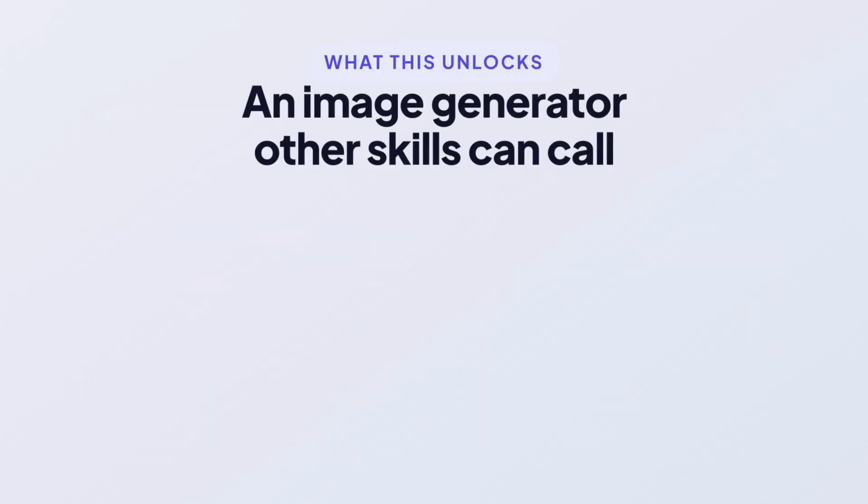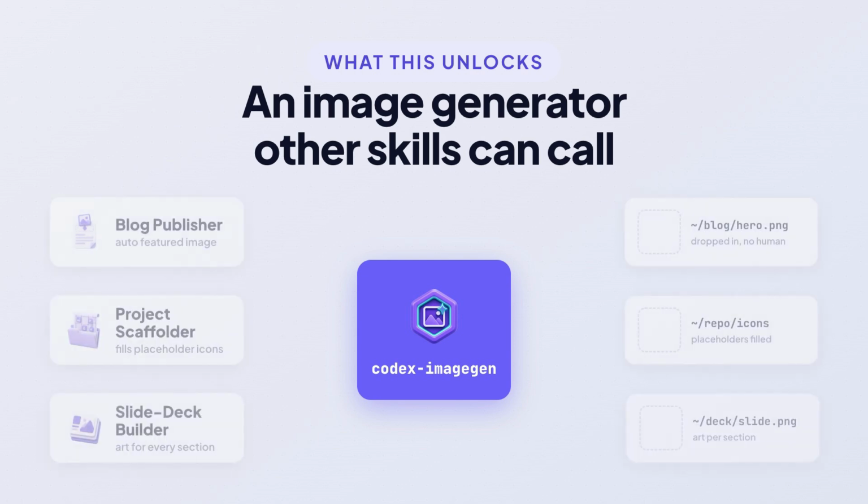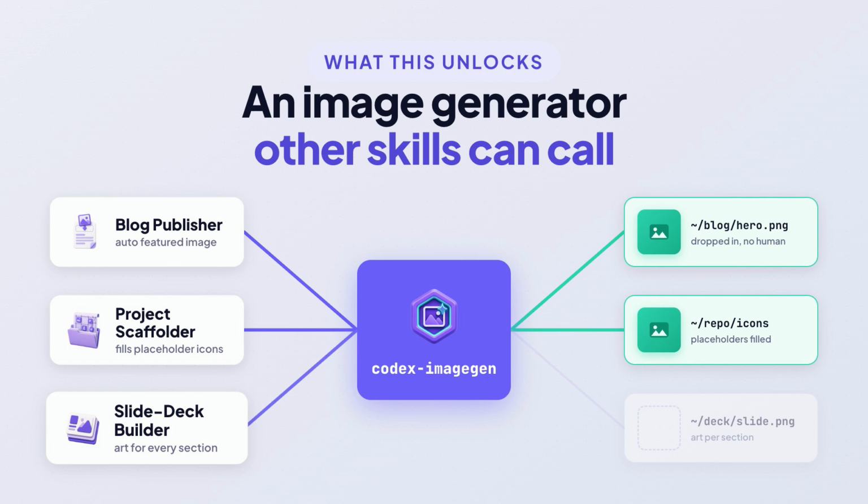Now here's the part I think actually matters more than the convenience. Because the skill triggers on plain intent instead of a hard-coded command, it stops being something only you invoke. It becomes a building block other skills can call. Picture a publishing workflow that notices a finished post has no featured image, writes a prompt from the title, calls codex-imagegen, and drops the result in the right folder. No human in the loop, or a project scaffolder that fills in placeholder icons as it sets up a repo, or a slide deck builder that generates a custom illustration for every section.